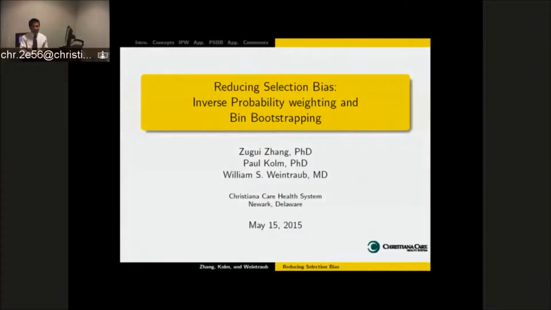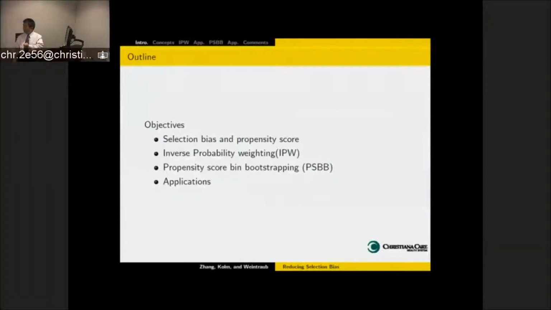As advertised last Friday, today I'm going to continue to talk about how we can use propensity score technology to address selection bias in observational studies. In this lecture, I'm going to focus on some specific approaches, including inverse probability weighting and propensity score bootstrapping, to address the selection bias raised in observational studies.